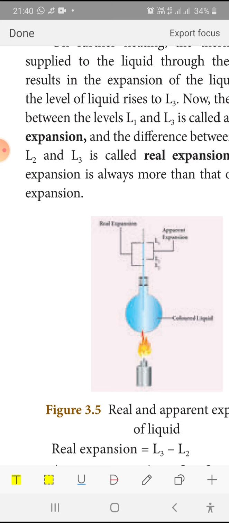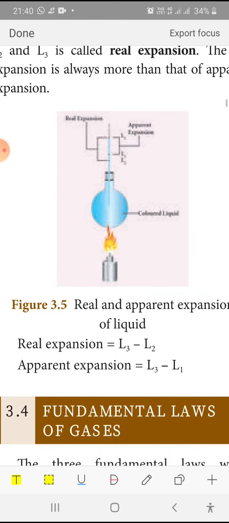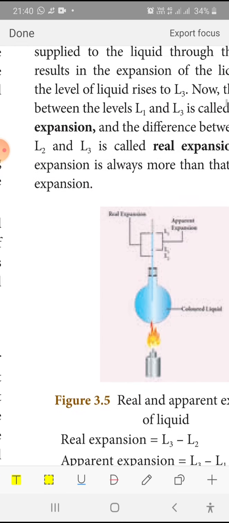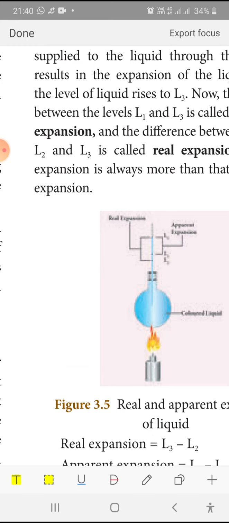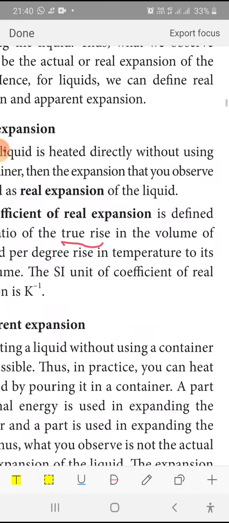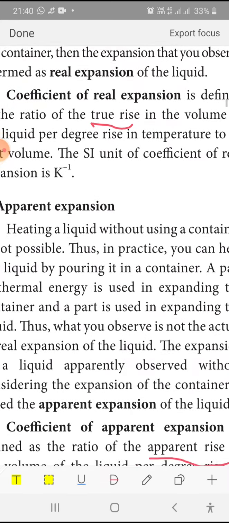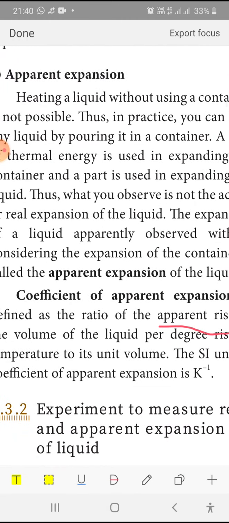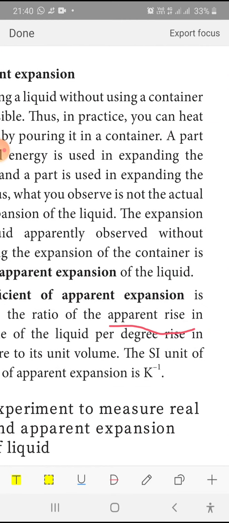The difference between the reduced level L2 and the increased level L3 is the real expansion, and the difference between the first marked level L1 and the increased level L3 is the apparent expansion. These two questions are important, 5 marks in this lesson. Have you understood? Coefficient of real expansion, coefficient of apparent expansion, and measurement of real and apparent expansion. Okay, up to this, today's portion is over.